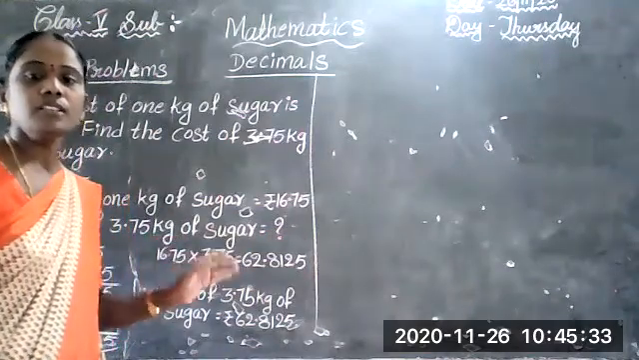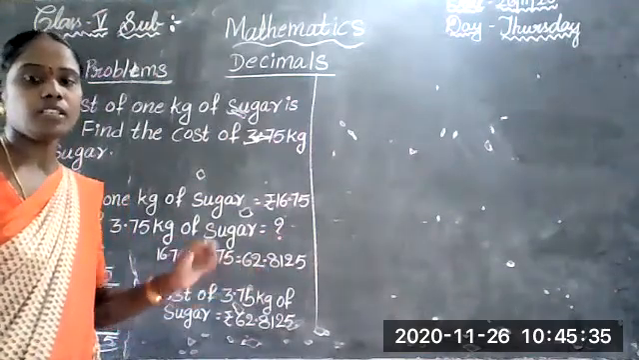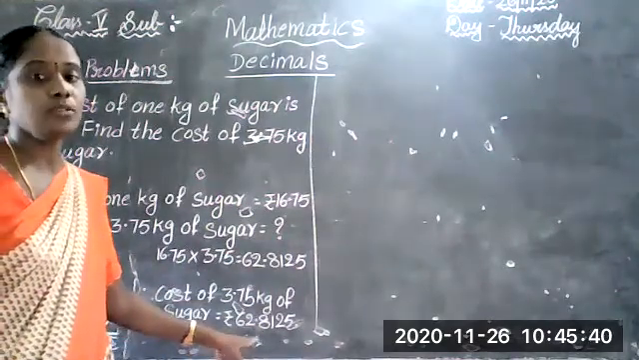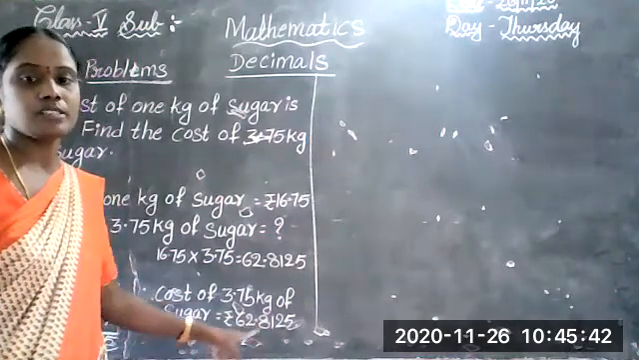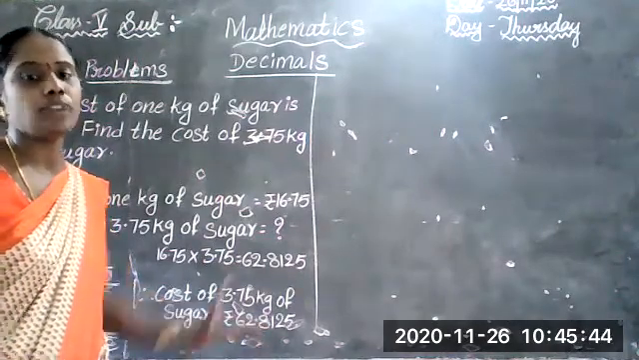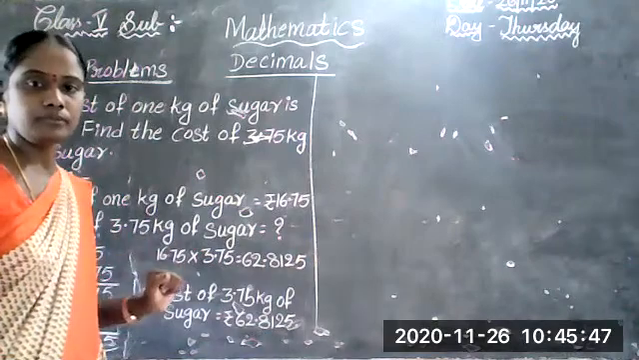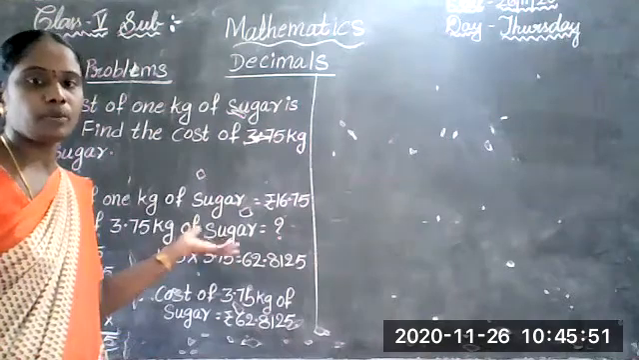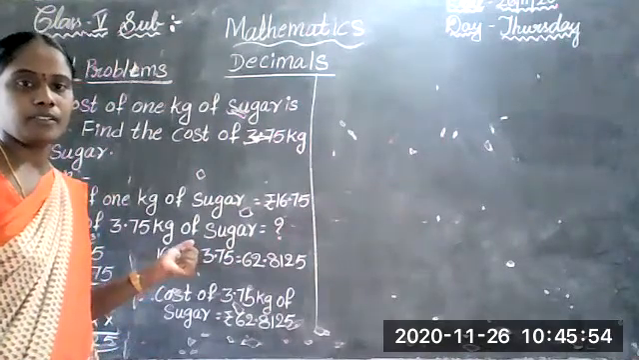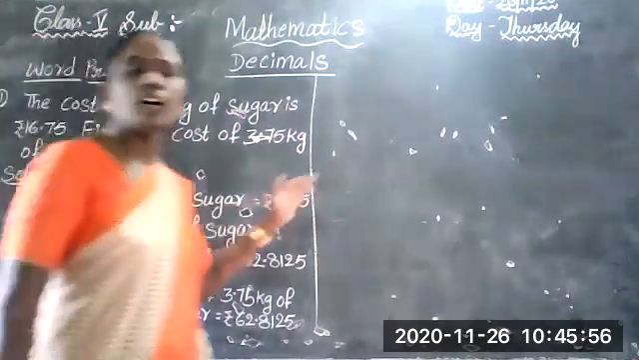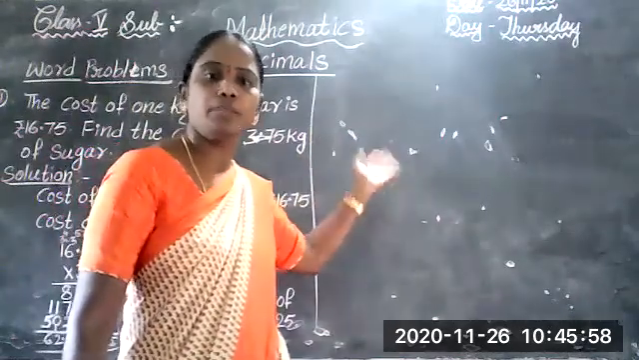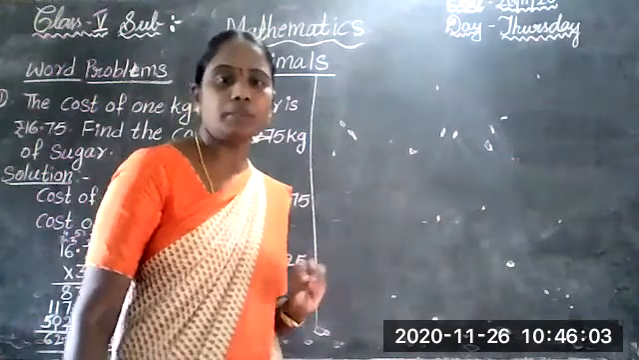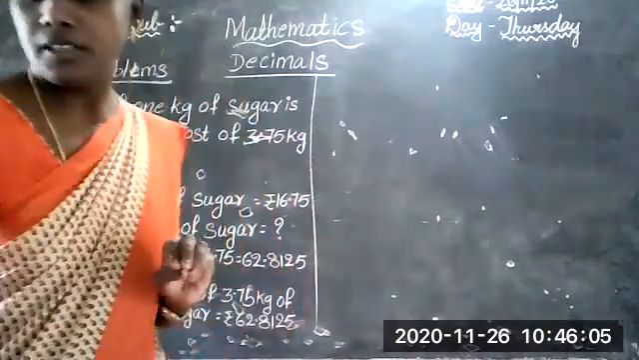The cost of 3.75 kg of sugar is rupees 62.8125. Okay, is it clear, children? Did you understand how we can do multiplication word problems? Next, I am going to explain word problems, division word problems in decimals.